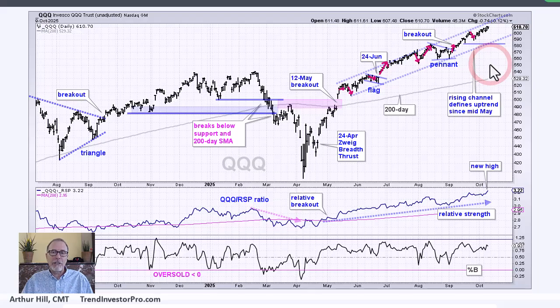Now I say correction because if you look at where we're at, we hit a 52-week high this week. We're well above the rising 200-day. So, prices could correct to the 540, 550 area and still be in a long-term uptrend. But what would signal the possibility that we're moving into such a correction? Well, the first signal would be if we break out of this rising channel.